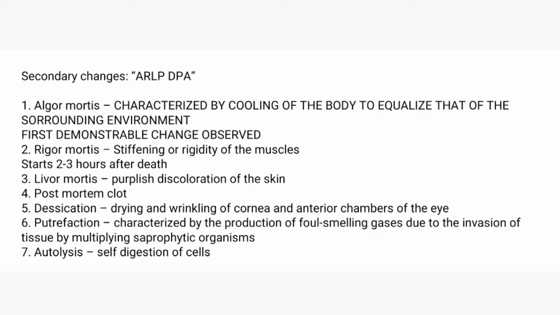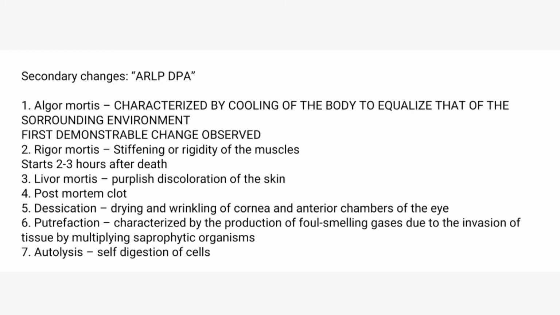For algor mortis, guys, this is characterized by cooling of the body to equalize that of the surrounding environment, and this is the first demonstrable change observed. For rigor mortis, this is a stiffening or rigidity of the muscles, and it starts 2 to 3 hours after death. And for livor mortis, this is the purplish discoloration of the skin. And then we have the post-mortem clot. Next is desiccation, the drying and wrinkling of cornea and anterior chambers of the eye.